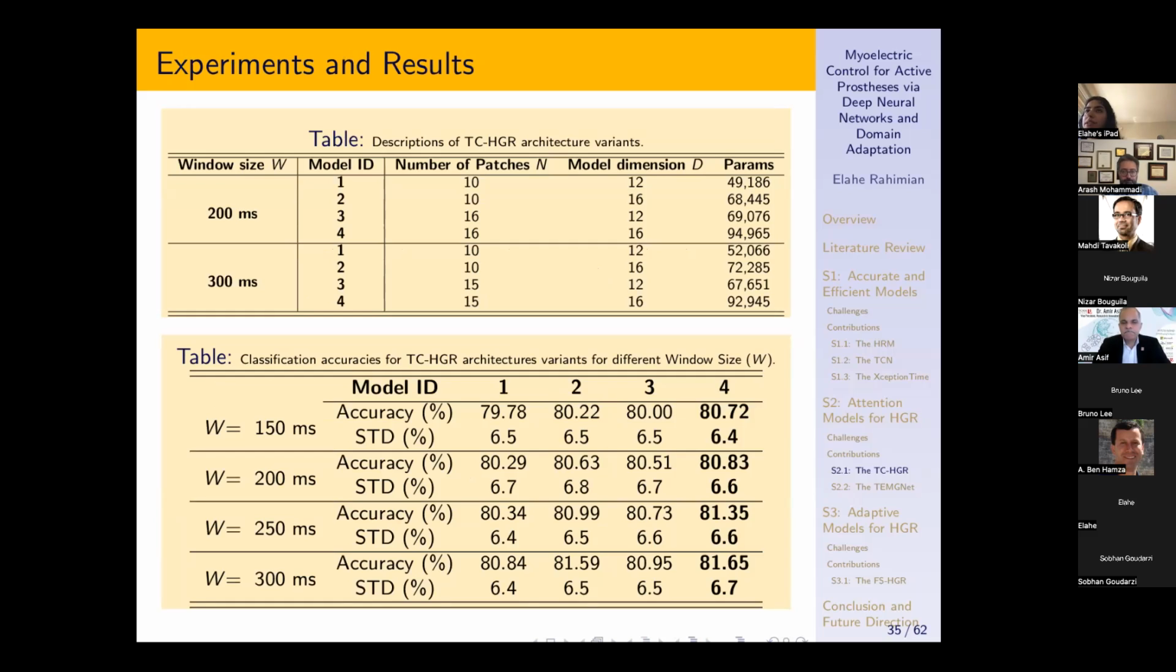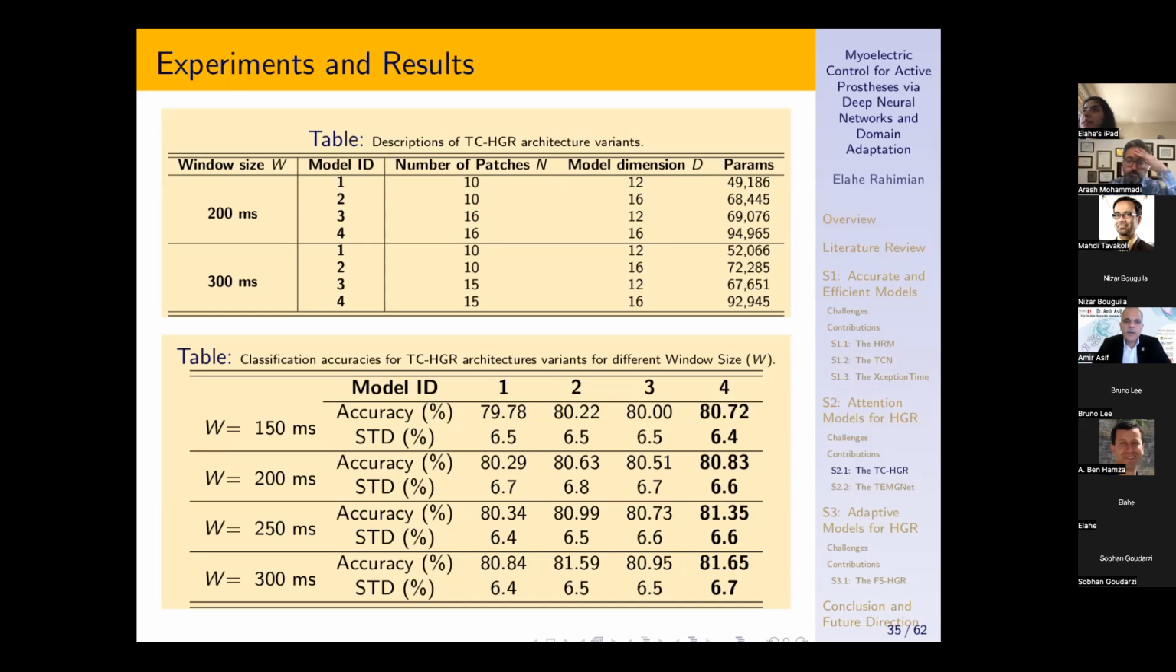So here we reported the result in two tables. In the first table, we can see the description of the TCHGR architecture, and we want to, for example, investigate the model dimension B. So when we increase the model dimension B, for example, from 12 to 16, we can see that we can improve the accuracy, but the trade-off is increasing the number of parameters.